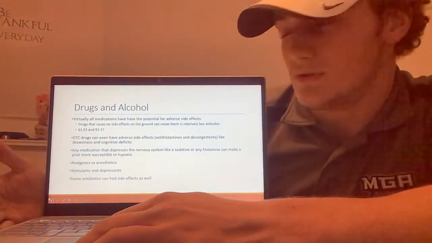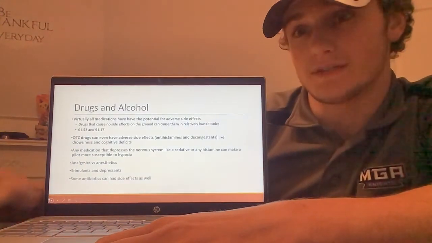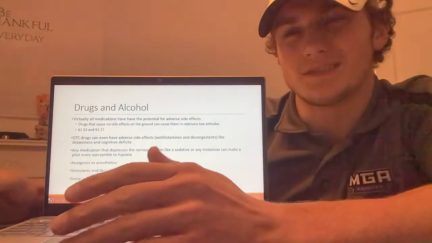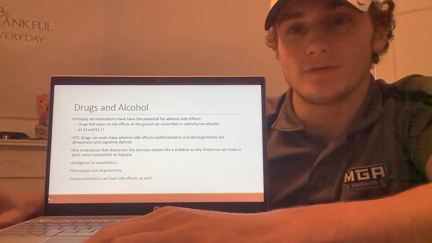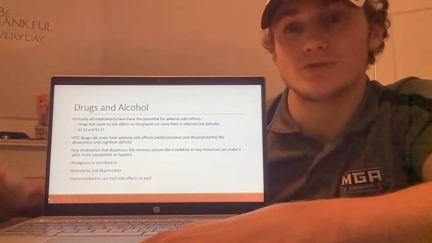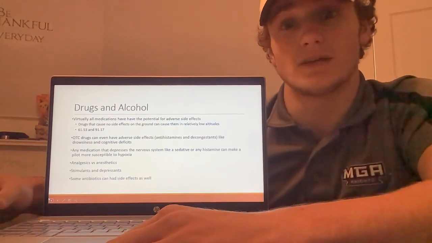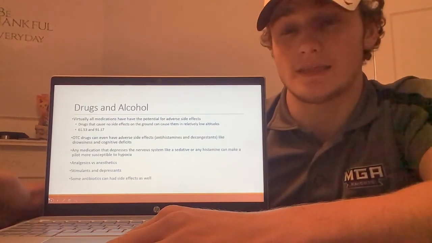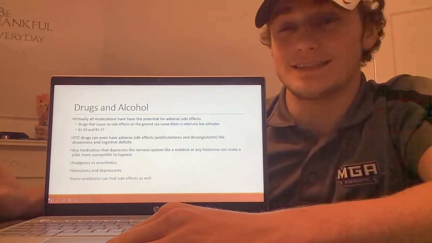And this also goes with drugs. Virtually all medications have the potential for adverse side effects. I was thinking when I was making this PowerPoint, I always forget that even over the counter things that you take, like an aspirin, are considered a drug, even though most people think of drugs as being illegal drugs like weed or narcotics. That is definitely not what you're allowed to have inside the airplane.